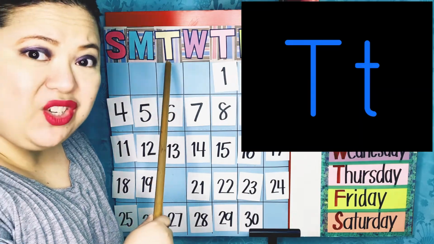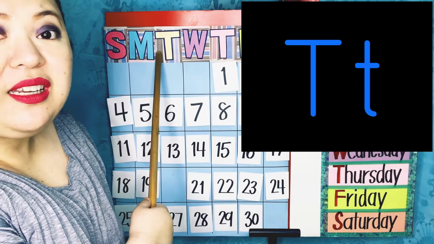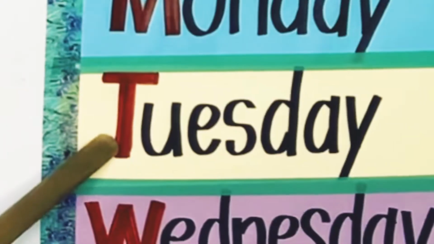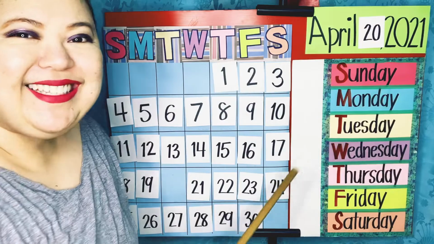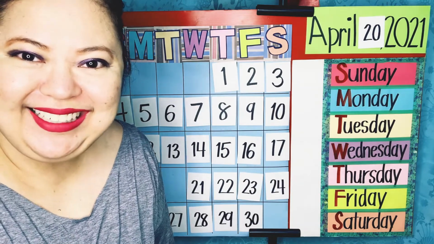Ooh, it's the letter T. Letter T sounds this way. T. And it represents this card over here. This card has the letter T on it, and it represents the day of the week we are looking for. Let's sing the Days of the Week song now and figure that one out together.